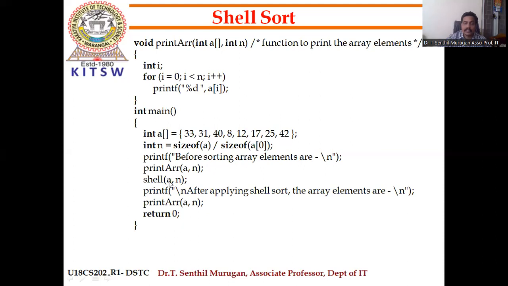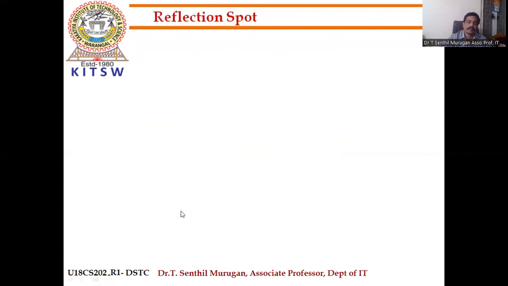Here a is the entire array that we are passing, meaning the address of the first element, a pointer pointing to the first location of the array. n is the number of elements. We forward these to this function, and this function performs the sorting operation.